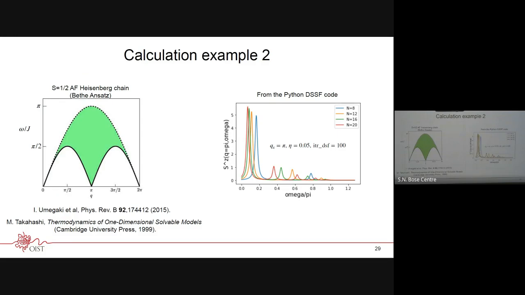I think you can reproduce it in the hands-on tutorial. And I use here the spin-1/2 Heisenberg chain. For example, I'm focusing now on the Q equal pi point. So I'm plotting the calculation result of S(Q, omega) at the fixed point Q equal pi. And here is the omega dependence of S(Q, omega). For example, I use n equal 8, 12, 16, and 20 site clusters for the 1D Heisenberg chain, using my Python code.